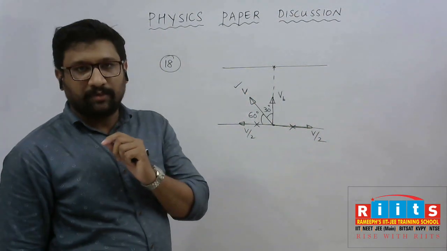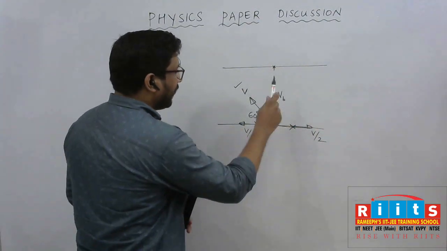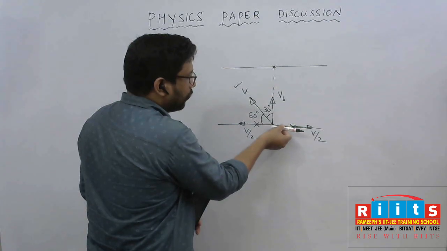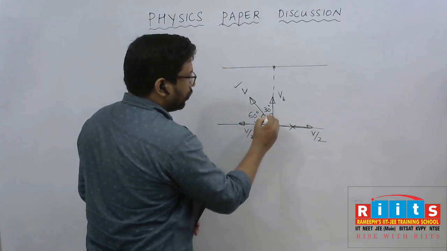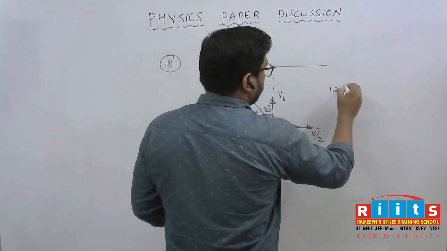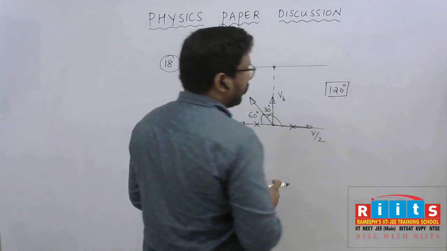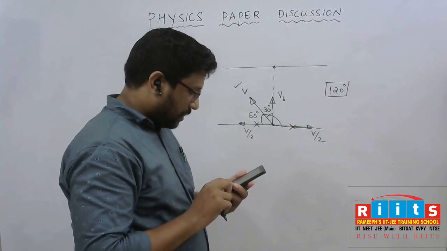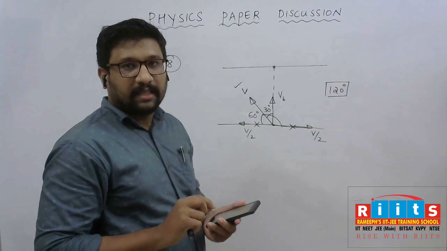But read the question carefully. They are asking what is the angle made by the boat with respect to the river bank or direction of the river. So the total angle here is 90 plus 30, 120 degrees, is the answer. So our answer for this question is option D.